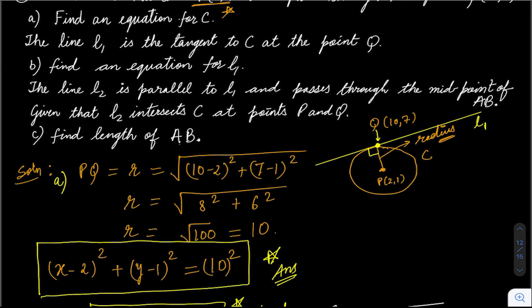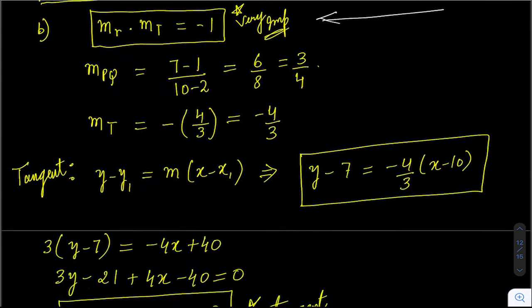Now they are saying there is a line L2 that intersects at P and Q, intersects at A and B, not P and Q. And what is this line L2? This line is parallel to L1 and passes through the midpoint of PQ.